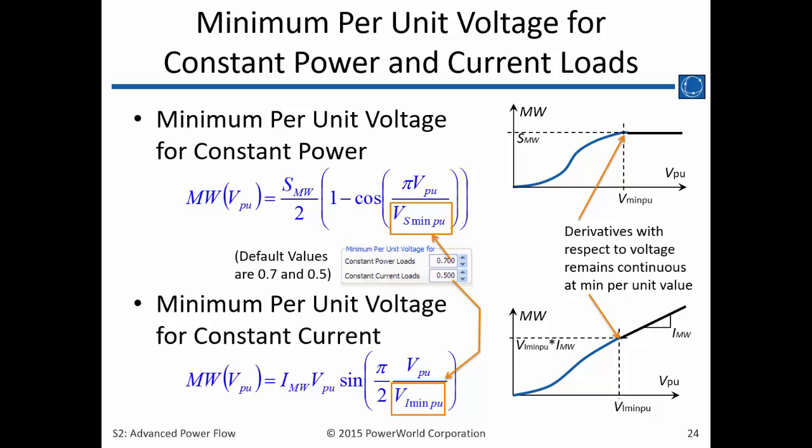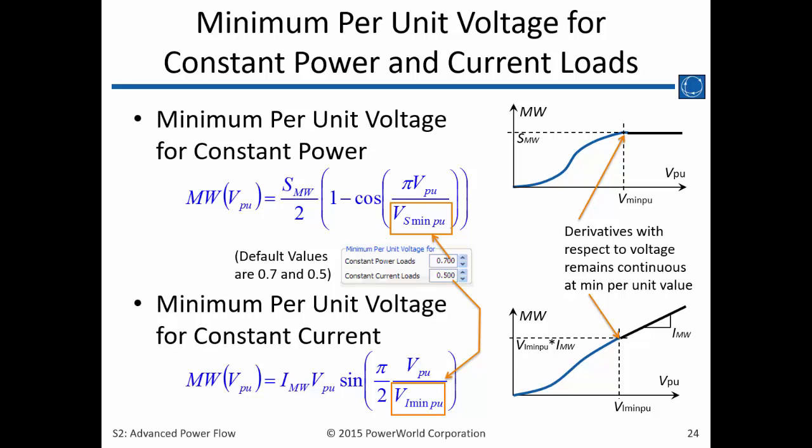So here's what you can see, for example, here. If the voltage falls below the constant power threshold that we define, then we use a minimum per unit voltage for constant power that's a cosine function, so that the derivative with respect to voltage remains continuous.